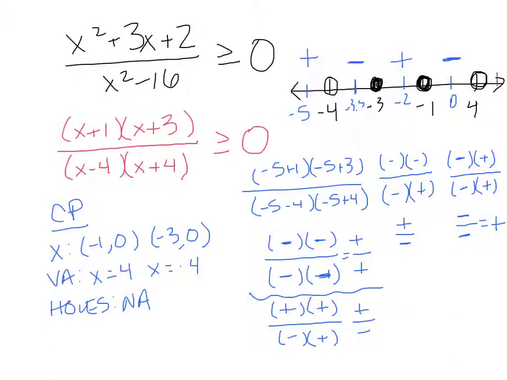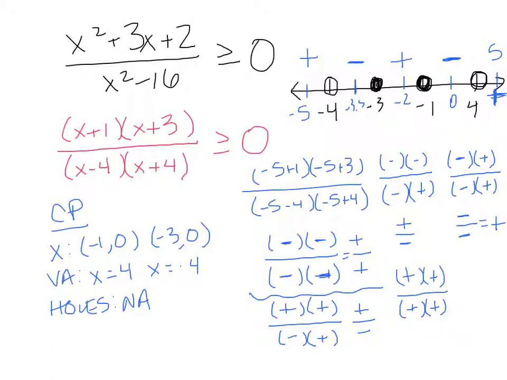And we go to our last interval, and I'm going to choose 5. So again, I'm going to do this the same way. Worry about the signs. 5 plus 1 is positive. 5 plus 3 is also positive. 5 minus 4, positive. And 5 plus 4 is also positive. So we end up with a positive interval here.